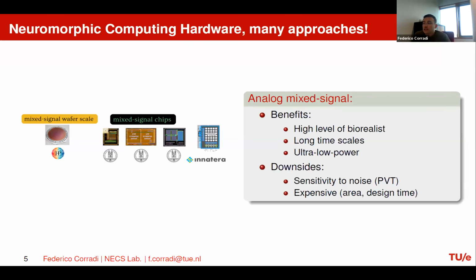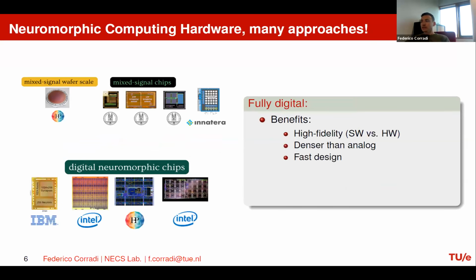And the price is that they are sensitive to noise because those are analog signals, so process and temperature variations, and they are expensive because in order to have an isomorphism, to have a physical means of computation, you need to implement physically all the neurons and all the synapses, right? So they become larger in area. And also they require high design time because they're analog devices. So each of these components needs to be designed by a specialized engineer, and it's an art to do analog design, if you want.